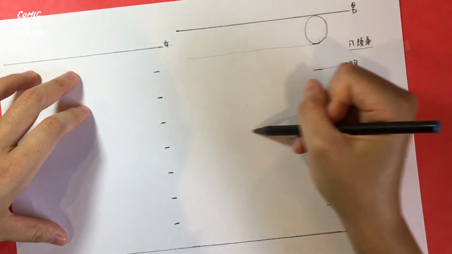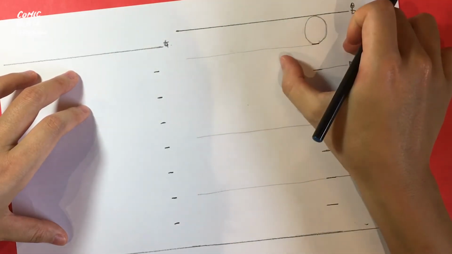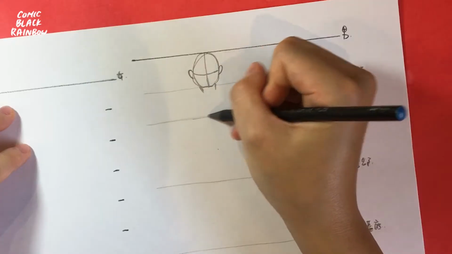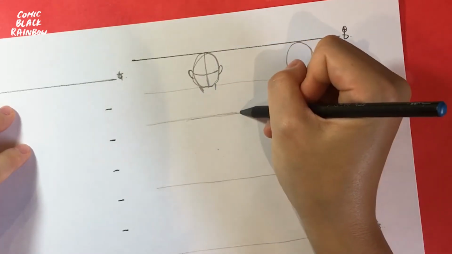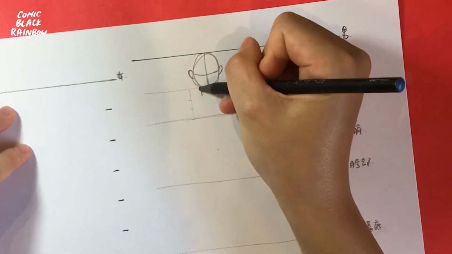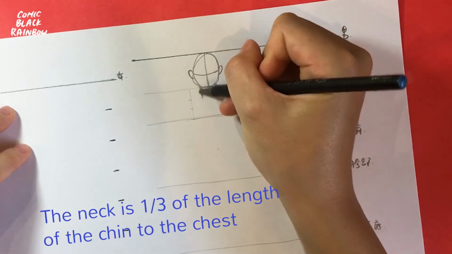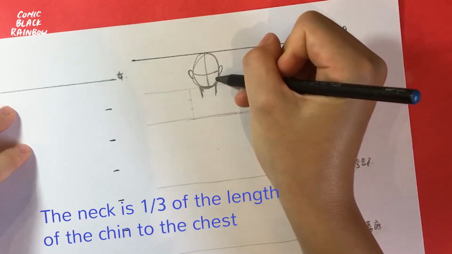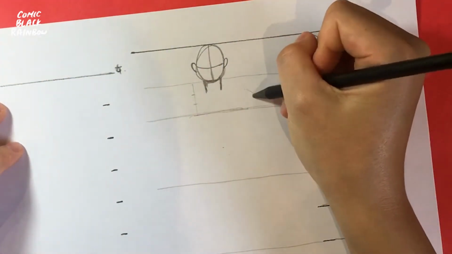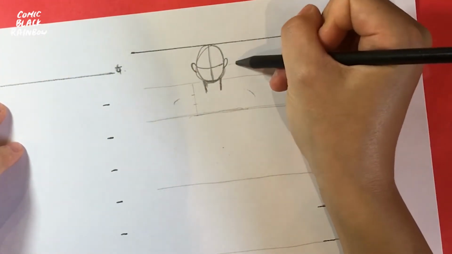Maybe we can try to draw it, but we don't know the width. So let's take a look at how to grab the width. After we draw the face of the man, now we can draw the neck. Actually, the neck is 1/3 of the length from the chin to the chest. It's just like this. After we draw the neck, now we can draw the shoulders.